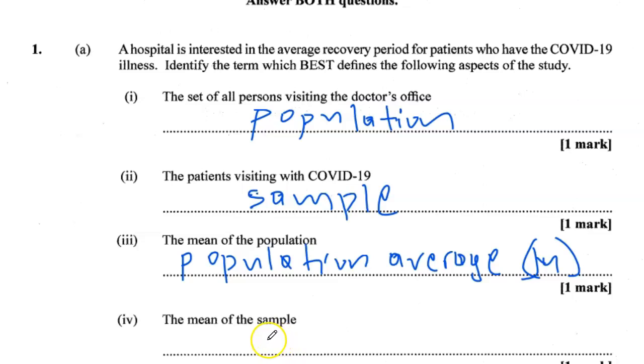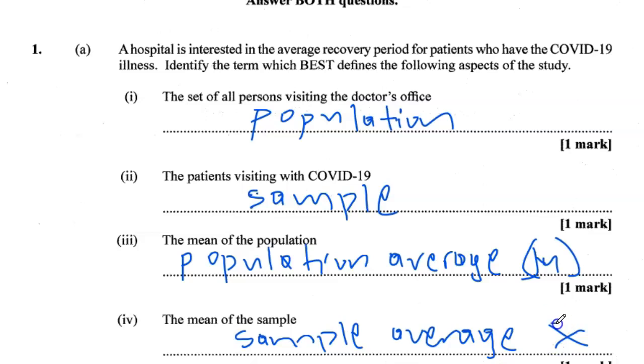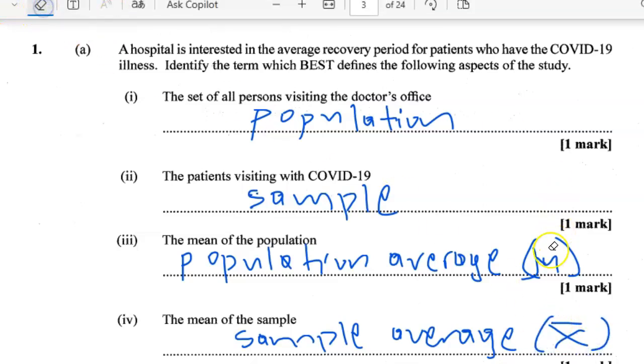The mean of the sample, we refer to this as the sample average, represented by the symbol x bar. So let's draw the sample mean better. Mu, almost like a U. That's a better illustration.